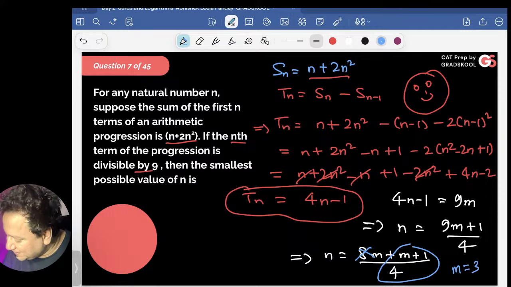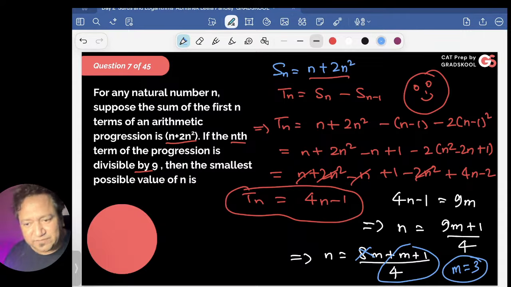The fun part is, m plus 1 must be divisible by 4, so m will be 3, and that's it, the matter is finished. Put 3 here and get the answer. Is that clear? 9 3s are 27.